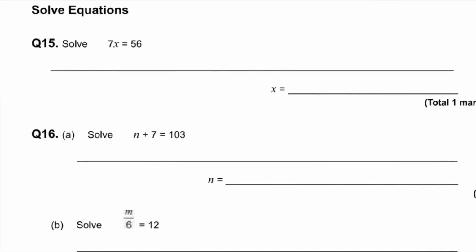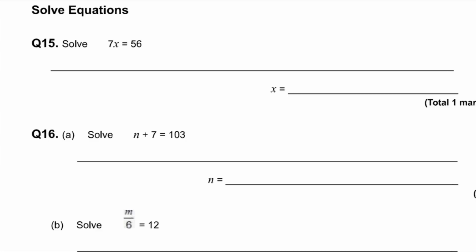Next up, solving equations. Question 15, solve 7x is equal to 56. So when we're solving an equation, we're trying to get x by itself, and we're going to do that by using inverse operations, kind of unwinding the expression to get back to x. So at the moment, I've got 7 times x is equal to something. If I want to get x back again, I have to do the opposite of times in x by 7, and the opposite of multiplying is dividing.